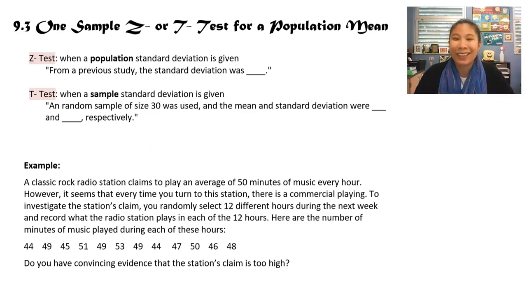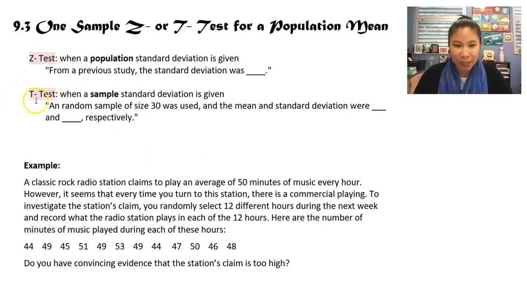So depending on the standard deviation given to you, you use a Z-test when you are given a population standard deviation. So this will sound something like they had a previous study done. Sometimes it's called a pilot study. So some kind of study was done before. They found the standard deviation to be whatever. So that's considered a population standard deviation.